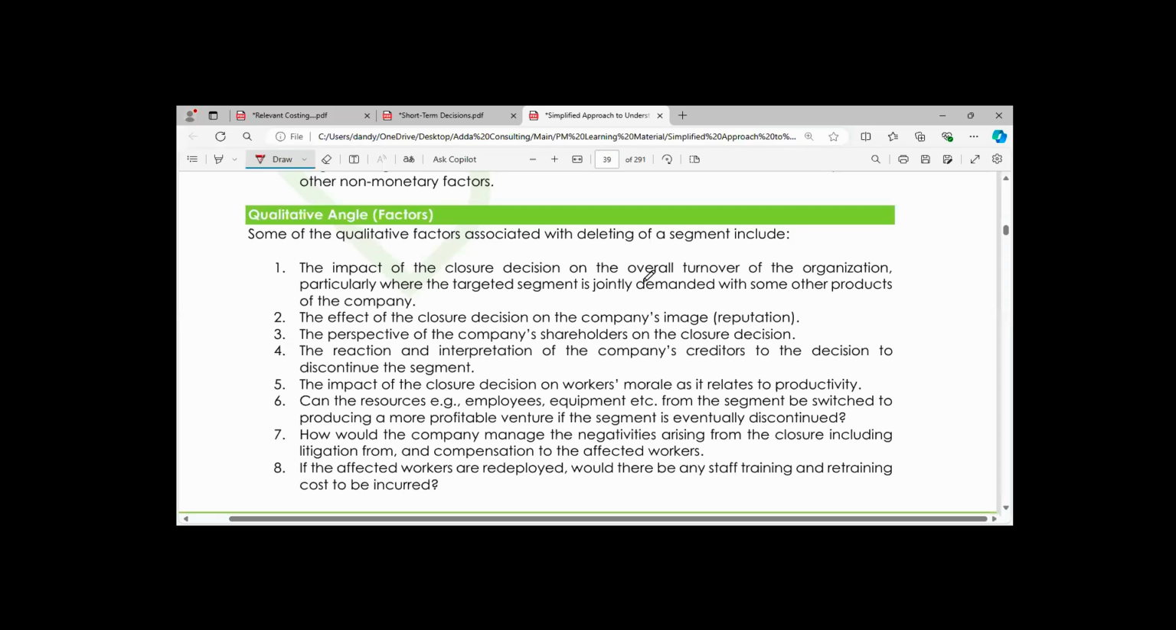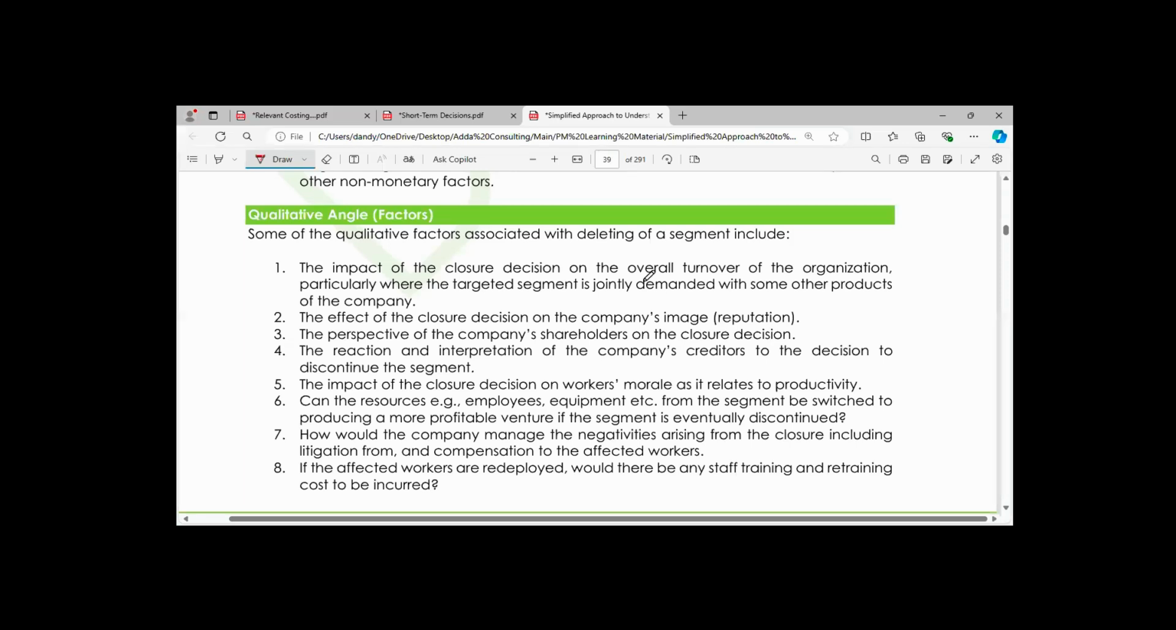So this is the kind of negativity a company will need to guard against, because how would you manage the negativity that may arise from the closure decision? The workers' union may put up a fight against the company. In fact, in this particular case, it was Femi Falana that stood for the workers, and they won the case.